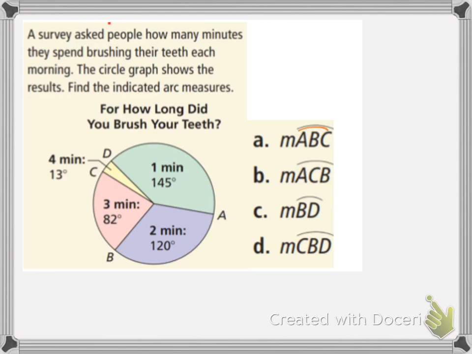This is a major arc because it is three letters. Starting at A, we want to go in the direction of B and then end at C. So again, we have two arcs. This one's 120 degrees from A to B, and then from B to C is 82. We are going to add them together, and we will get 202.